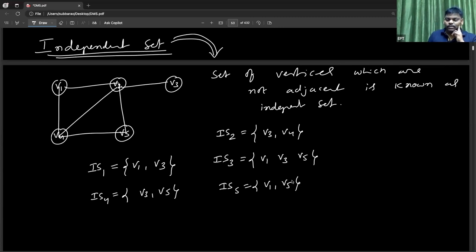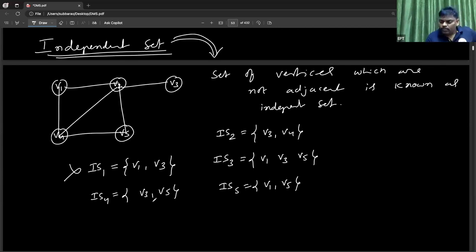In independent set 1, V1 and V3 are already there. Can I add one more without violating the independent set property? I think V5 also I can add. That is the reason. It is an independent set, but it is not a maximal independent set. I can still add a few more, and the independent set property still holds good.